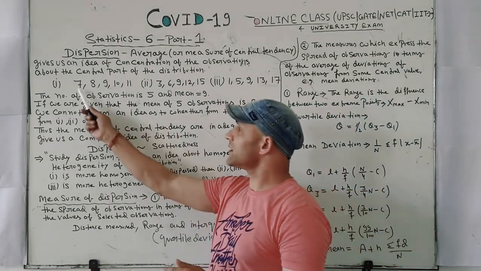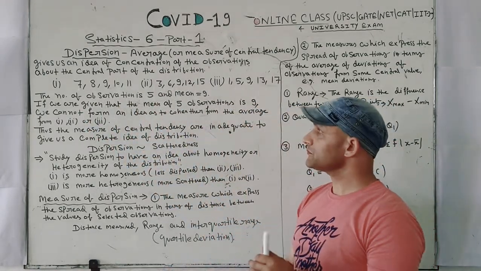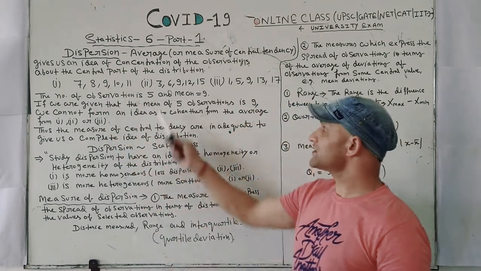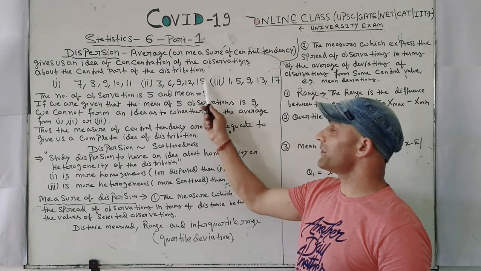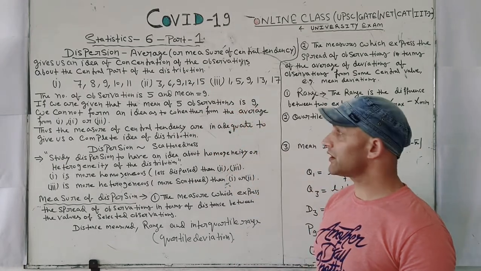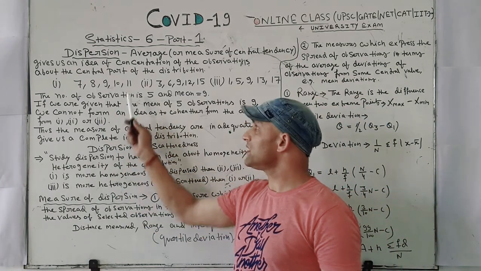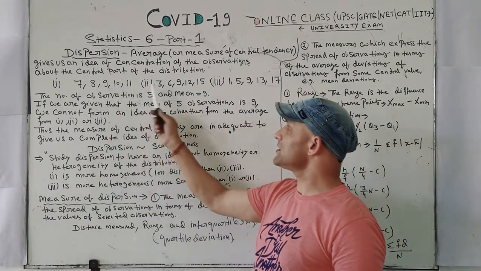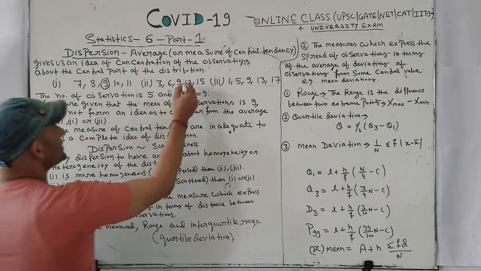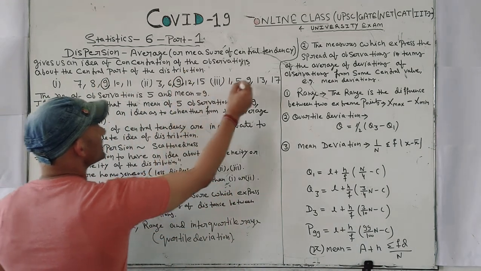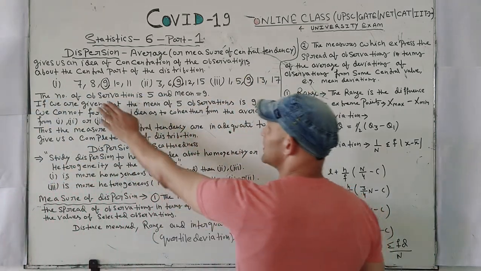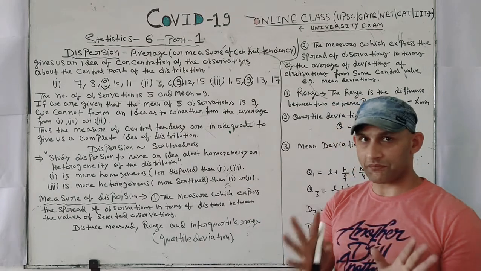Now you can see here three types of data. The first one is 7, 8, 9, 10, 11, the second one is 3, 6, 9, 12, 15, and the third one is 1, 5, 9, 13, 17. If you check, the mean is the middle one. So this is your mean, and in this series also this is your mean, in this series also this is your mean. So here the data are different, but the means are the same.